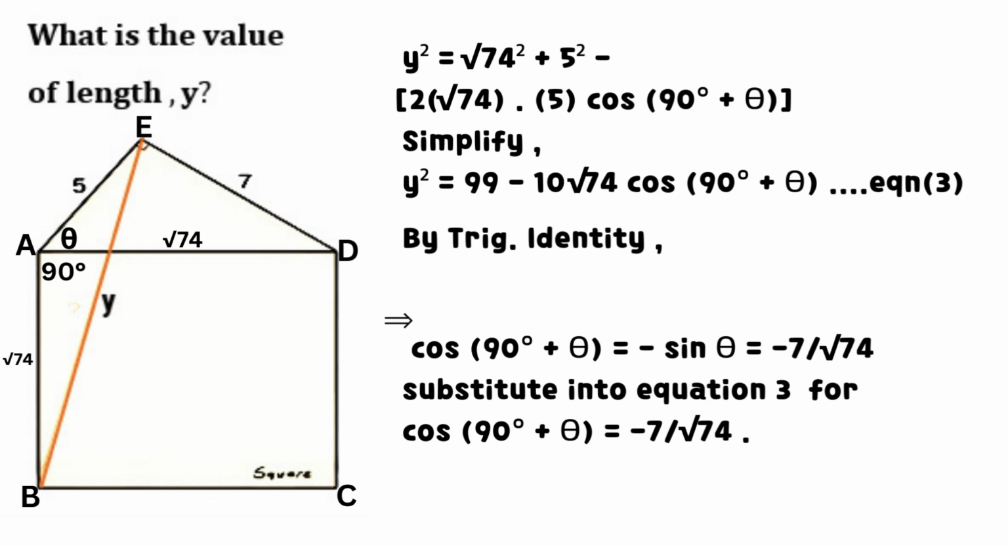By trigonometric identity, cosine of 90 degrees plus theta equals negative sine theta, which equals negative 7 divided by the square root of 74, if we substitute the value of sine theta obtained in equation 2. Now, substitute this value of cosine of 90 degrees plus theta into equation 3.